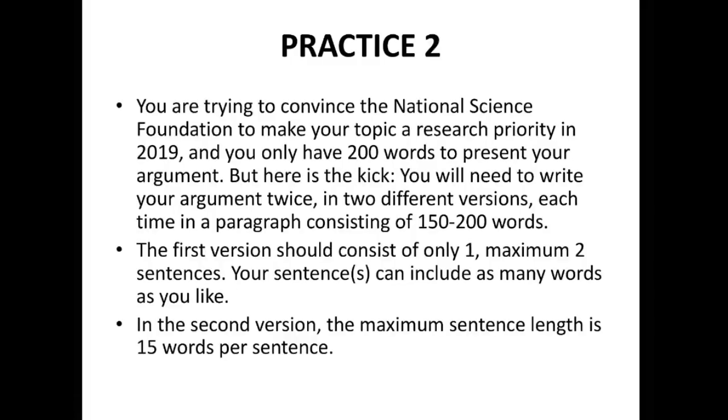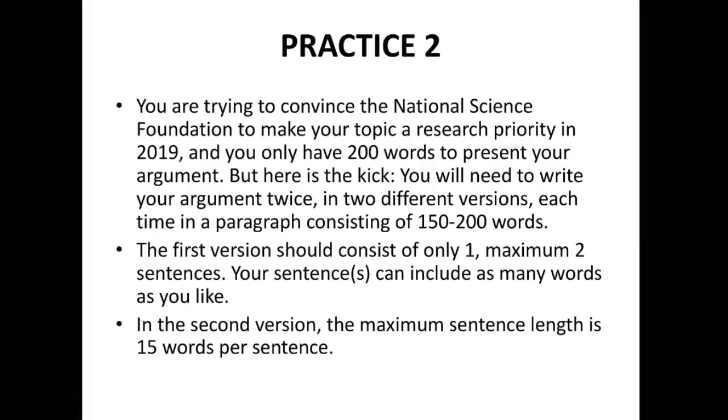And the second practice I want you to do, and you might not have time to do this today in class, but maybe you can work on it on your own. This is one of the assignments I give my students in my class on these principles. I want you to think about convincing, let's say, the National Science Foundation. It's a U.S. institution that provides a lot of funding for scientists, but you can substitute any kind of organization that you would get funding from. You want to convince them to make your topic a research priority in 2019. You only have 200 words to present your argument, not a lot. So here is the kick.